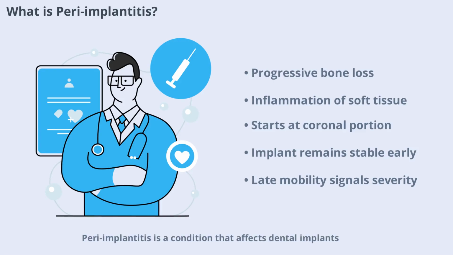Peri-implantitis is a condition that affects dental implants, characterized by progressive bone loss around the implant and inflammation of the surrounding soft tissues. Unlike other oral health issues, peri-implantitis specifically targets the area where the implant meets the bone, starting at the coronal portion and moving downward. The lower, or apical, part of the implant often remains firmly attached to the bone, a process known as osseointegration. Importantly, the implant usually does not become loose or mobile until the disease has advanced to later stages.